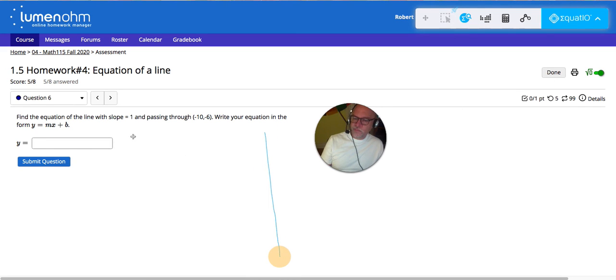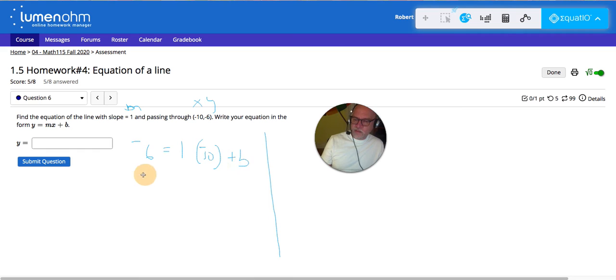First one, y equals mx plus b. We have an x, we have a y, we have an m. So we have everything we need. Negative 6 is equal to 1 times x, mx, plus b.